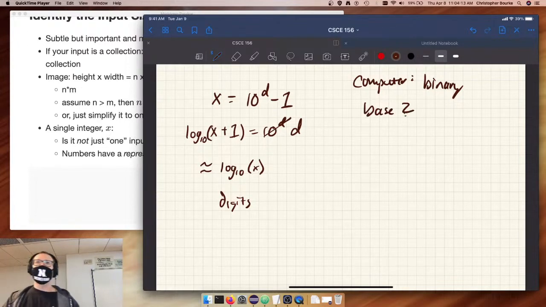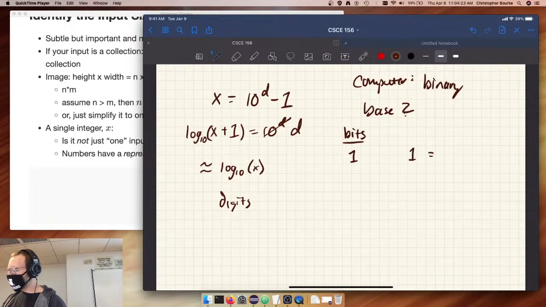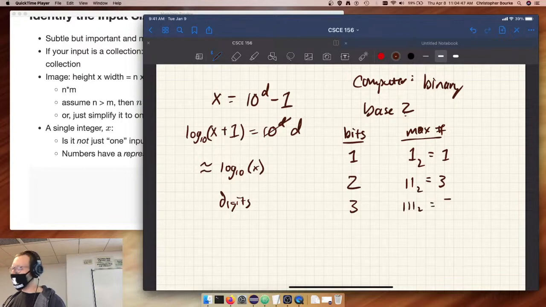So, same exercise as we did before. If I give you a number of bits, if I gave you only 1 bit, you could represent 1, which is equal to 1. I'll write it as base 2 here. This is the max number. If I gave you 2 bits, you could write down 1 1. In binary, that's going to be, anybody know binary? 3. If I gave you 3 bits, 1 1 1, again base 2, that's going to be 7.